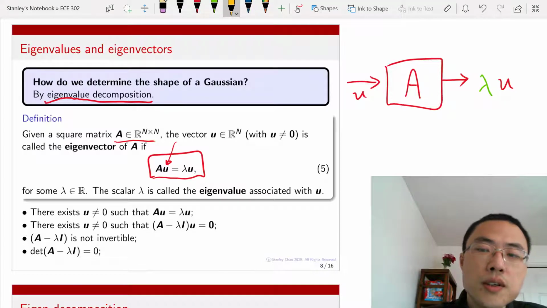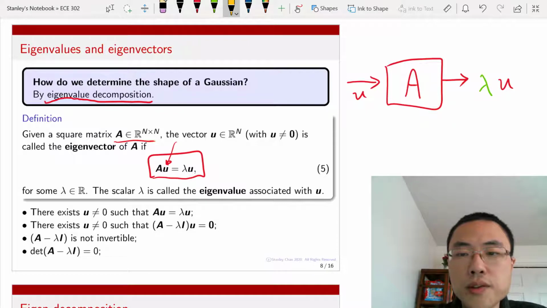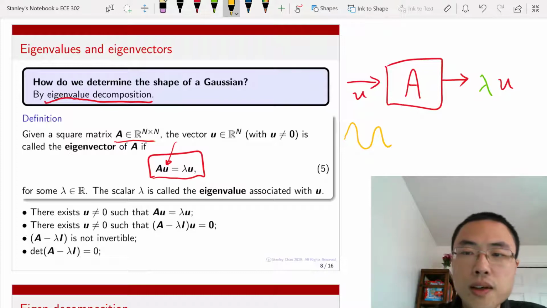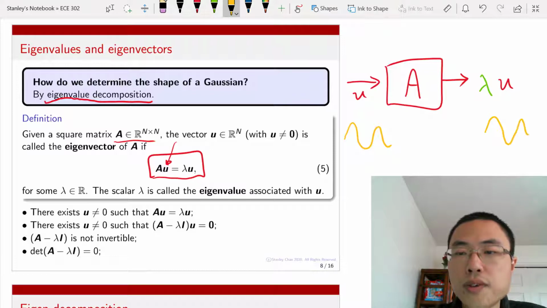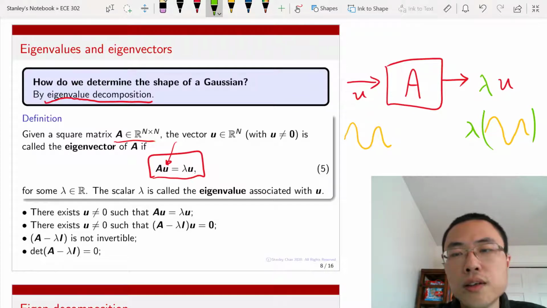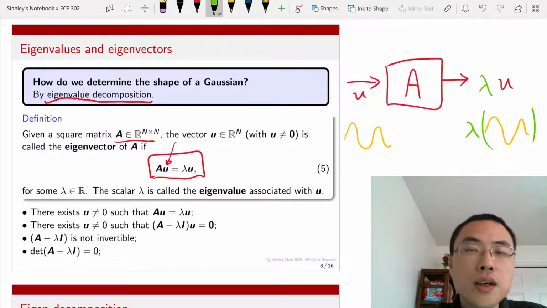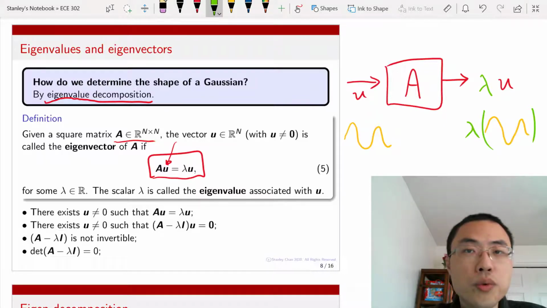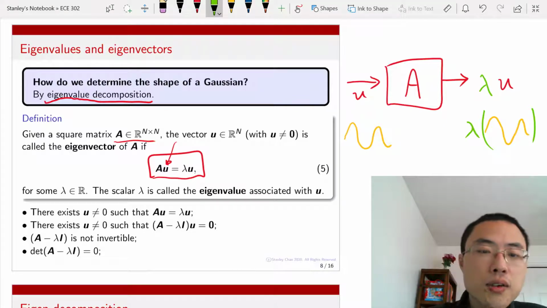So think about a system. This is a black box, and then you send some sinusoid into this function. And then you look at the output. The output would be exactly the same sinusoid, but multiplied by some constant. This is what we call the eigenfunction. It is a very unique characteristic function that when you send it to this operator, it comes out as itself. It will not be changed. So that's called the eigenvector.